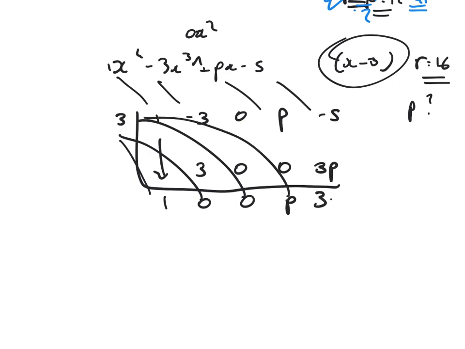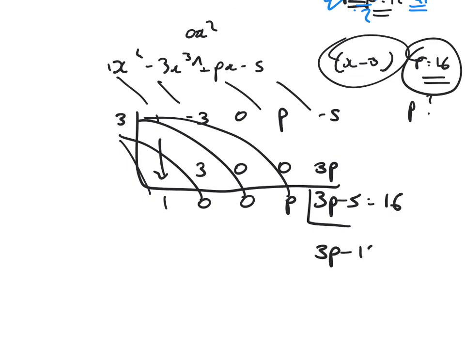3p minus 5, well that's 3p minus 5 is equal to not 0 because it's not a factor, but 16, since we're told that the remainder is 16. So 3p minus 5 is equal to 16, 3p is equal to 21, and p is equal to 7.